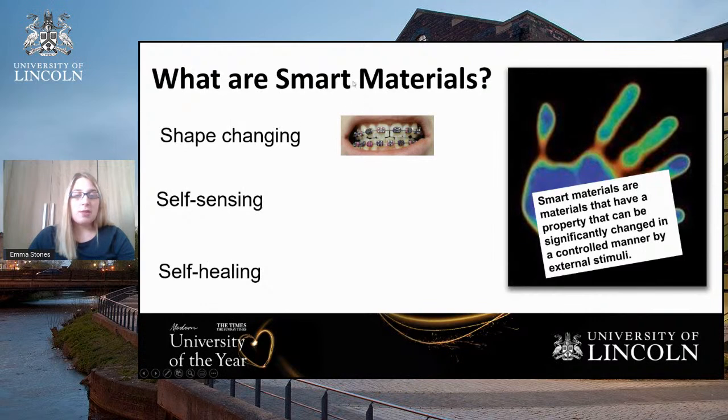Shape changing, so things like braces, for example. These are made up of a shape memory alloy called nitinol in the case of braces. What this shape changing smart material does is it gets applied to the teeth. With the temperature of the mouth, the metal that makes up the brace contracts, which is different to, usually metals expand when they're heated, but in this case, this metal contracts. That applies pressure to the teeth, pulling them into line. That can help with reshaping.